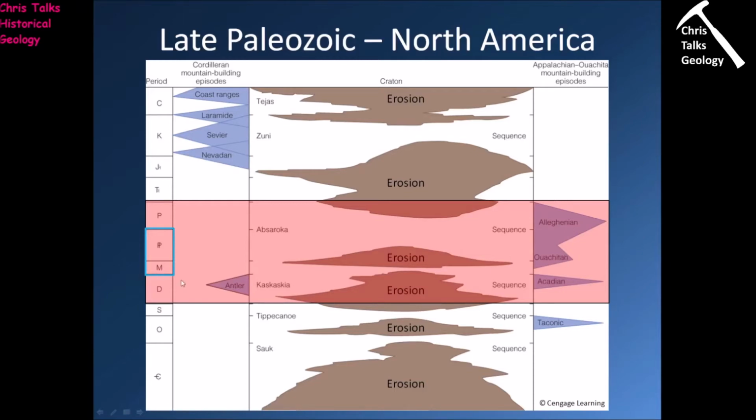I should point out, by the way, if we look at the diagram over here, you'll notice here we have the Devonian, here we have the Permian, Mississippian and Pennsylvanian. So this entire area marked out here in blue represents the Carboniferous.